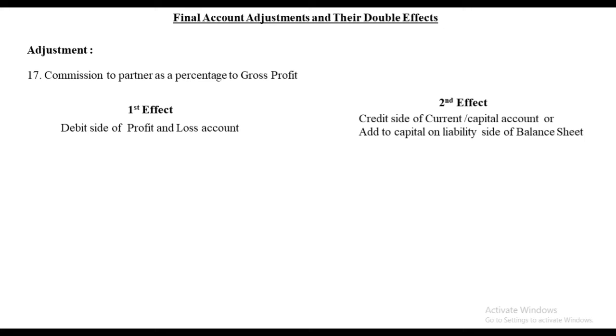Next, adjustment number 17 is based on commission to partner as a percentage of gross profit. Now the very first effect of that will be that the commission will appear on the debit side of the P&L account, and it will be calculated on the gross profit. And second effect, it will either be on the credit side of your current or capital account if you are opening one, or it gets added to the capital on the liability side of the balance sheet.